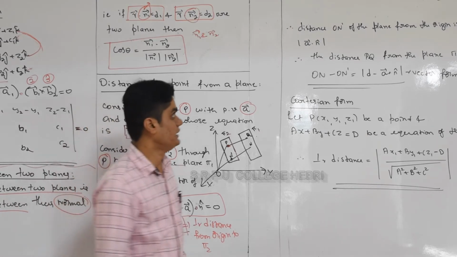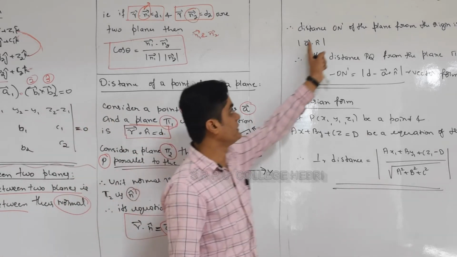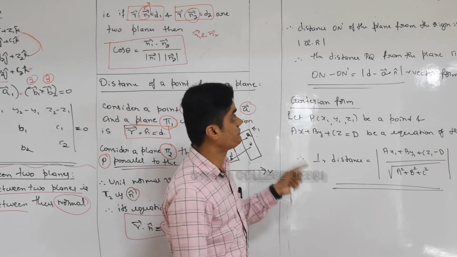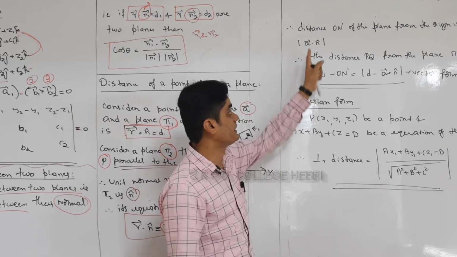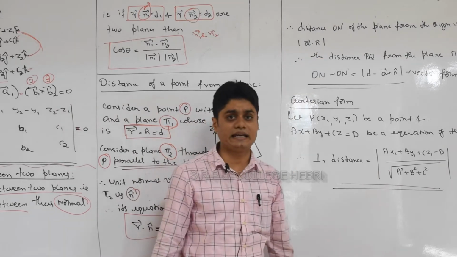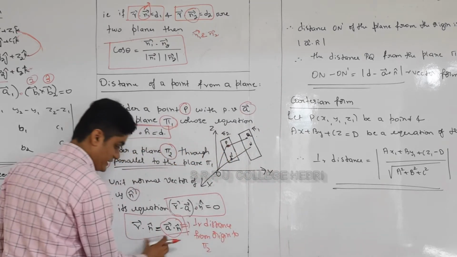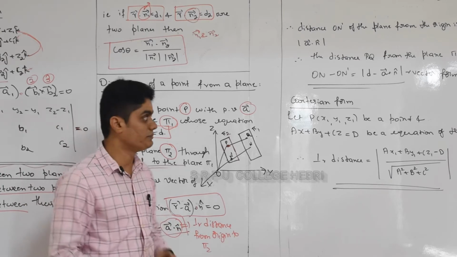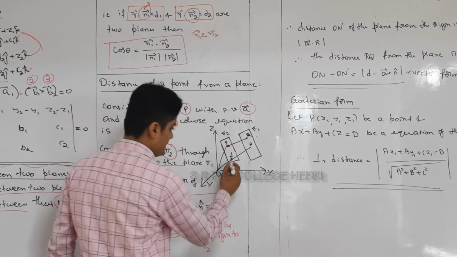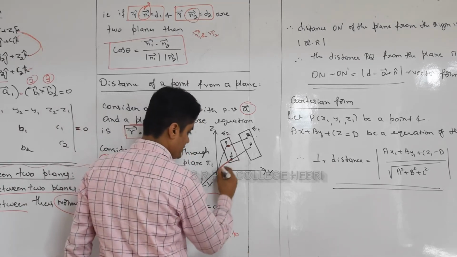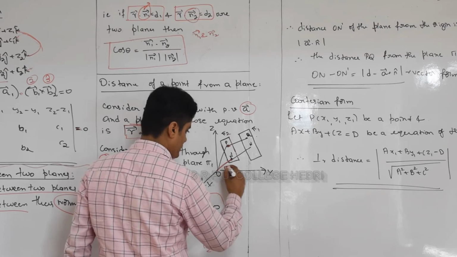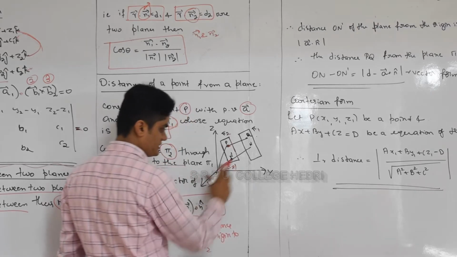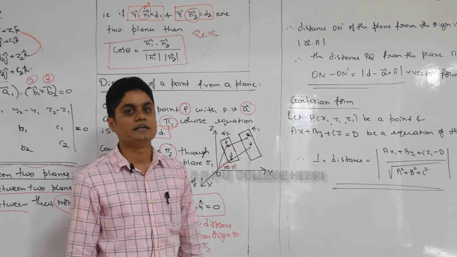Now as I told, the distance ON dash of the plane from the origin is the magnitude of vector A dot n cap. See this length, R dot n is equal to d. So this represents the perpendicular distance from the origin to the plane. ON dash is nothing but the magnitude of vector A dot n cap.